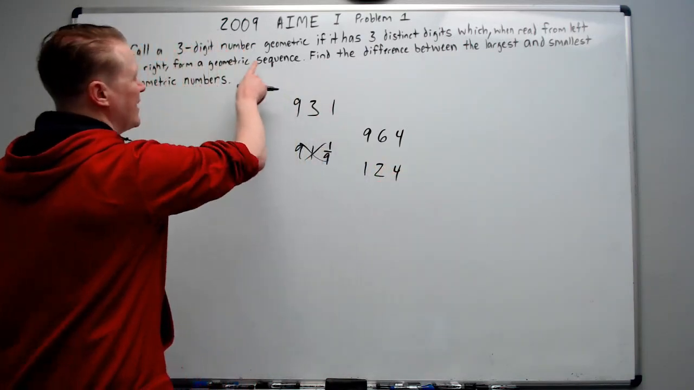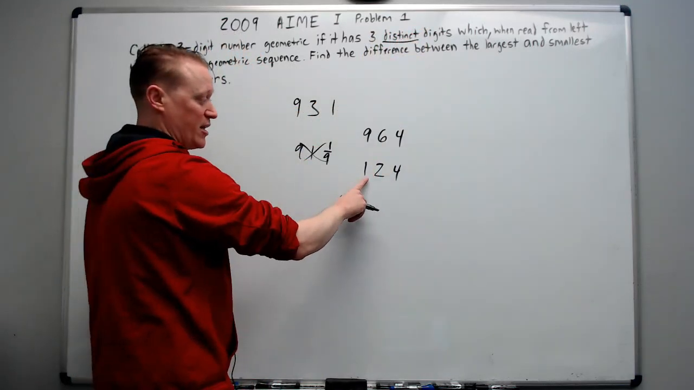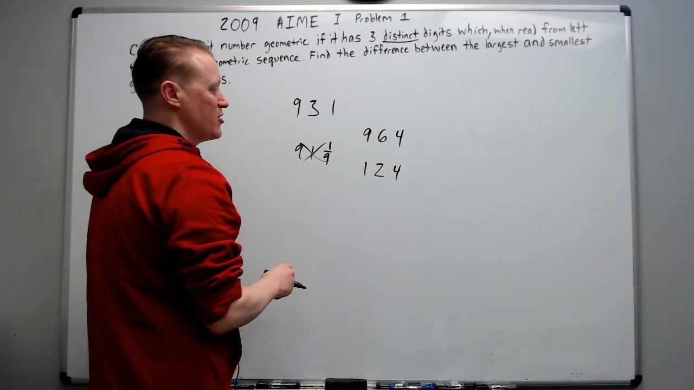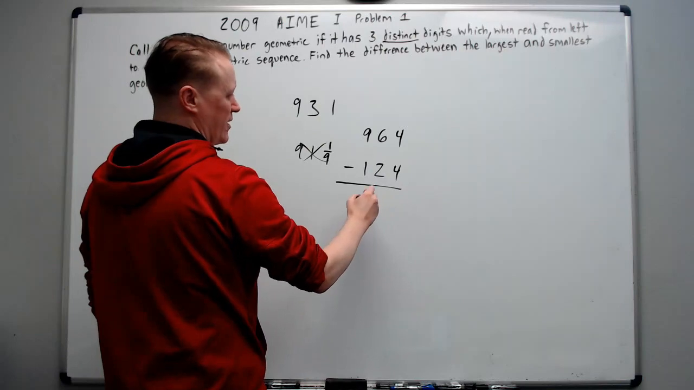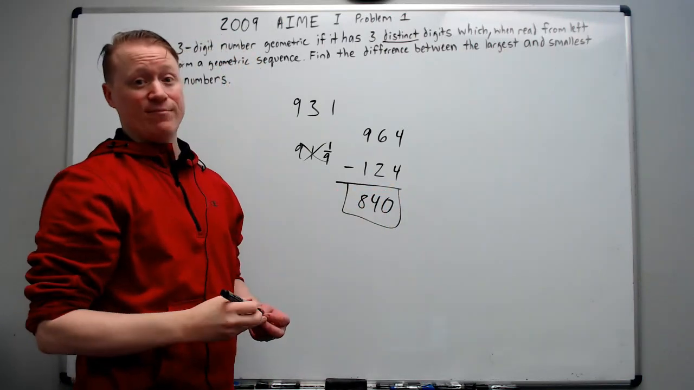Now, double check. It also said 3 distinct digits, which means we couldn't have done 111 times 1, for instance, or 999 for that matter. So this is it. 964. It wants the difference, so we subtract. You're going to get 840, which ends up being the answer.